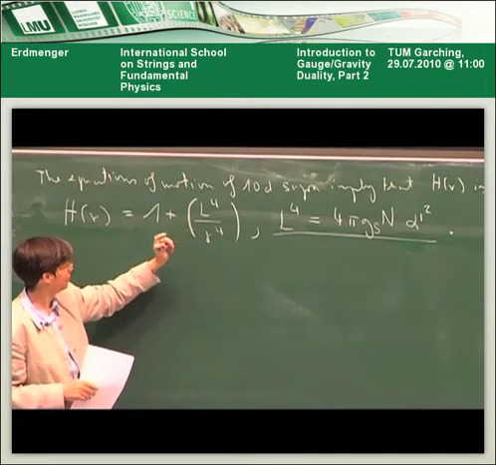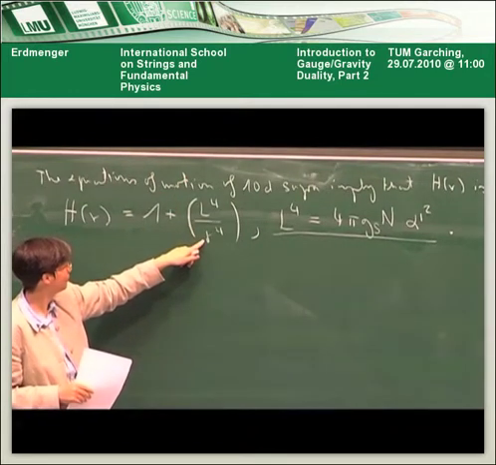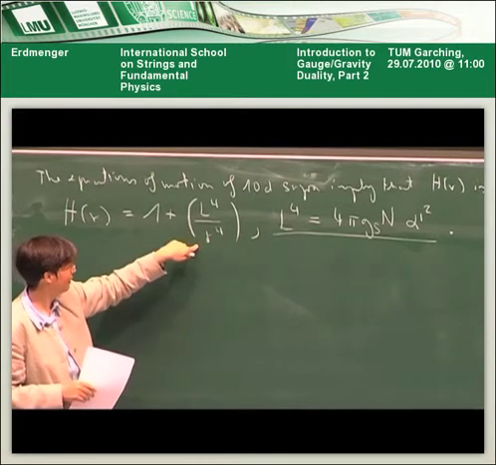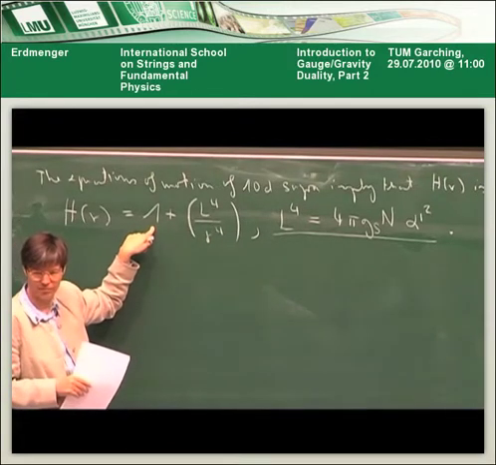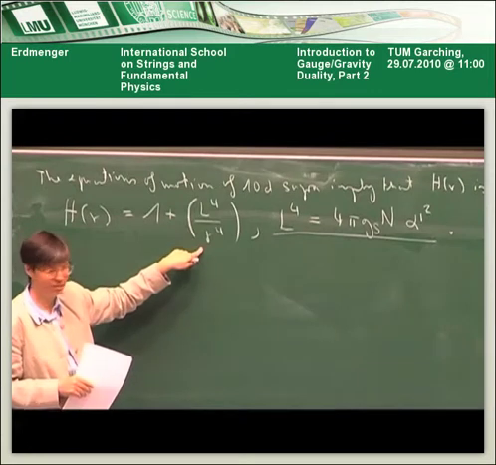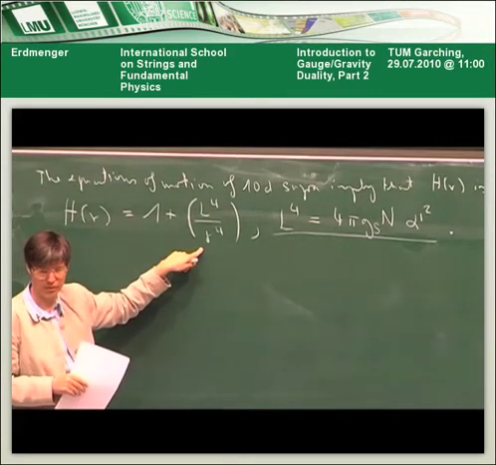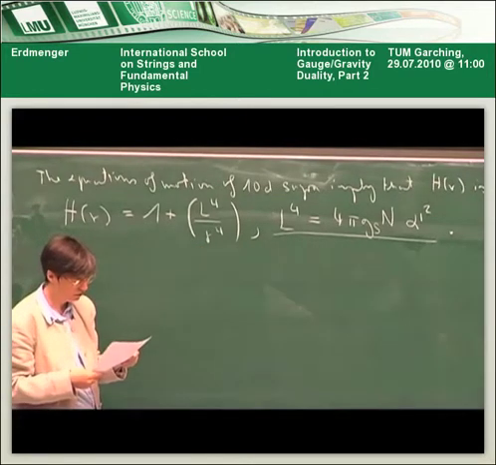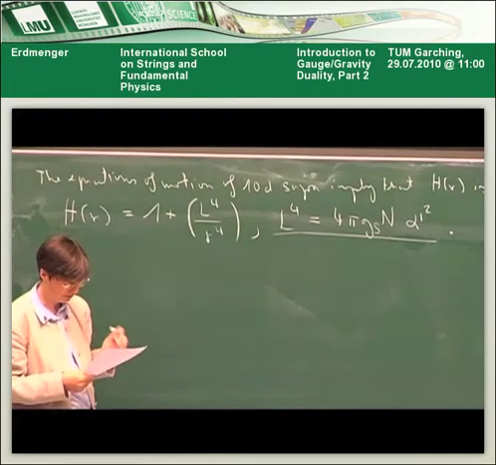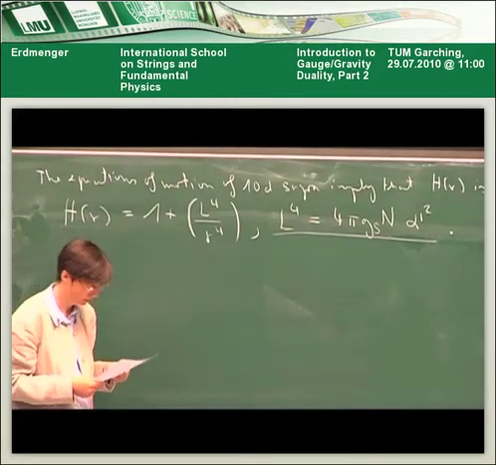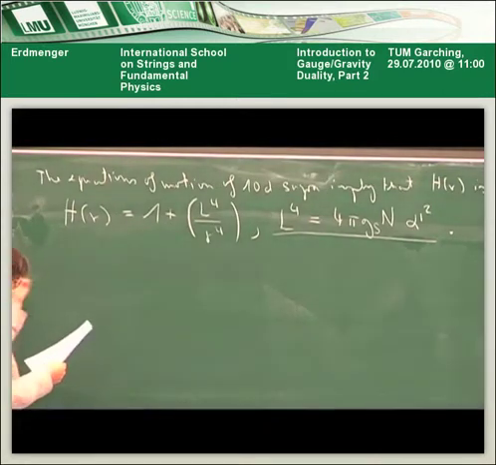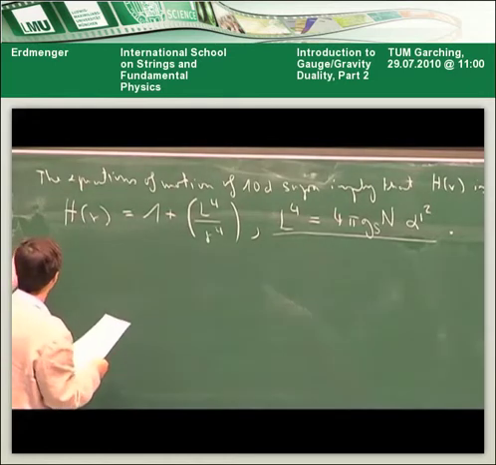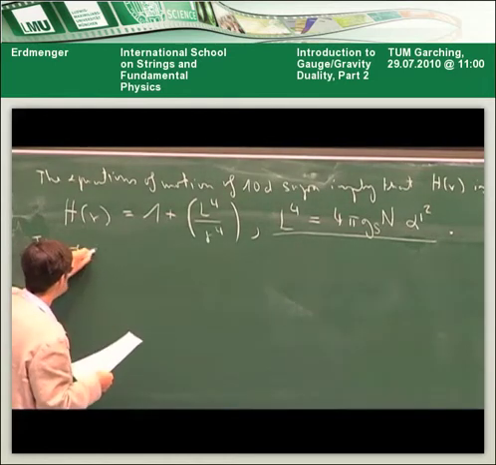Then there's another limit. If r is very small, then this becomes very big, and we can forget the 1. This limit is the so-called near-horizon limit, and I'm sure Roberto Emparan mentioned this yesterday already. And this will be very crucial in the context of AdS/CFT. Again, I'm just going to write down what I just said: there are two asymptotic regions.